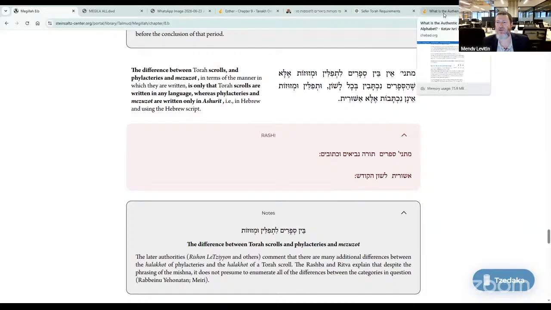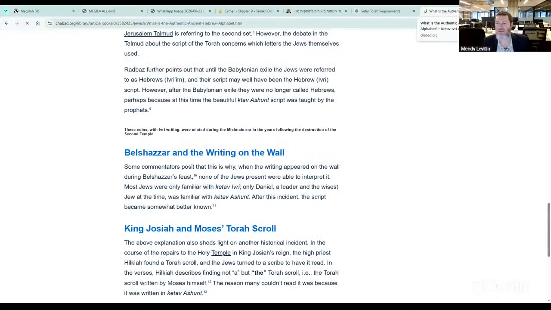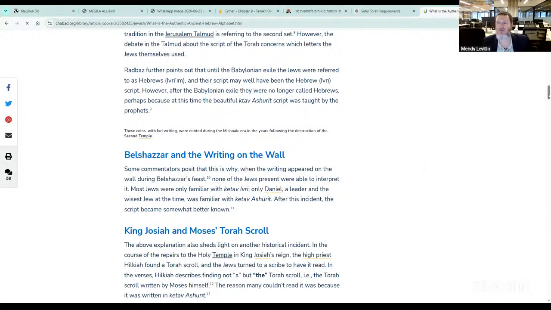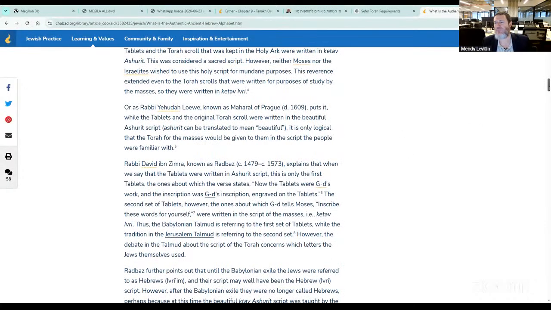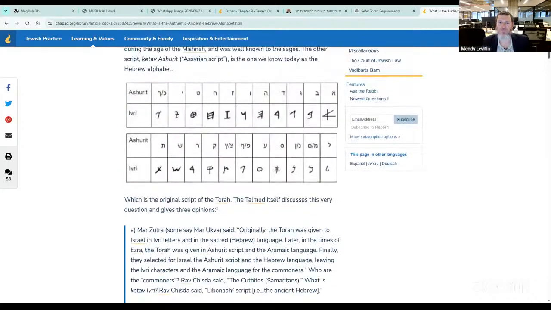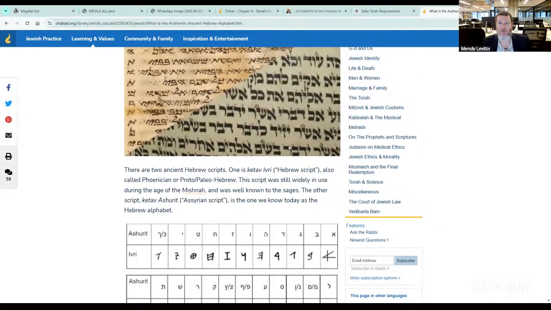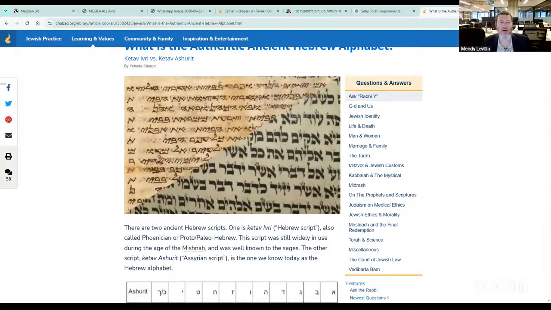What was known as Ksav Ivris was possibly used at some point before, in the first temple. So this would be Ksav Ivris, this picture over here. And Ksav Ashuris is what we're more familiar with, the Aleph Beis the way we write it now, which would be on top over here. This is the Sefer Torah, how it looks today. But once upon a time, the writing of Hebrew was more like the left-hand top over here. So the Mishnah says that Tefillin and Mezuzahs have to be written in Ashuris.